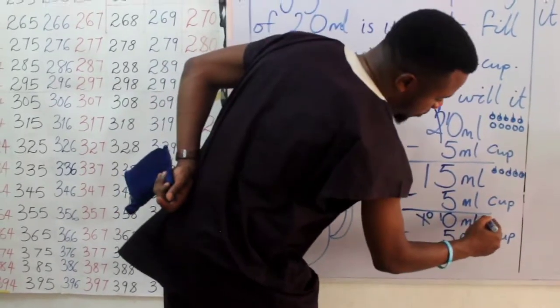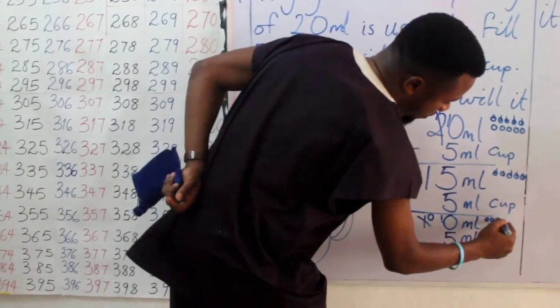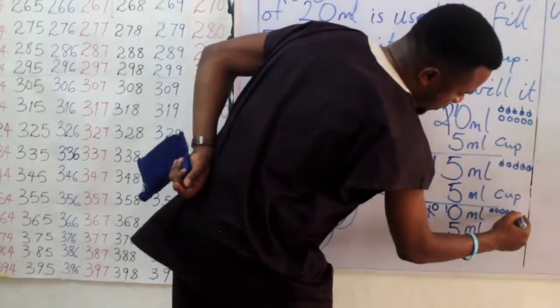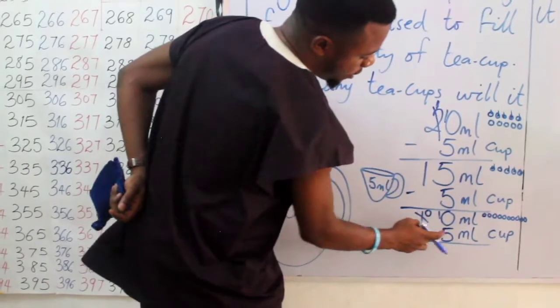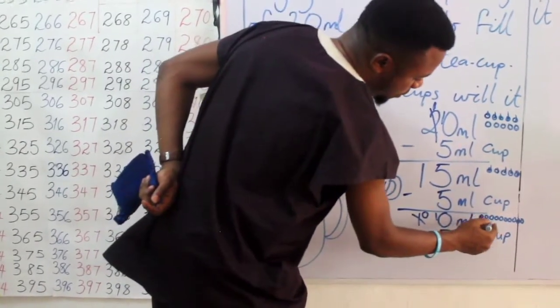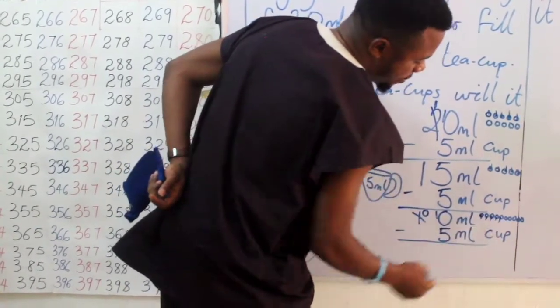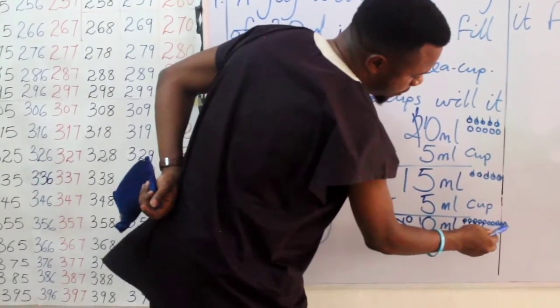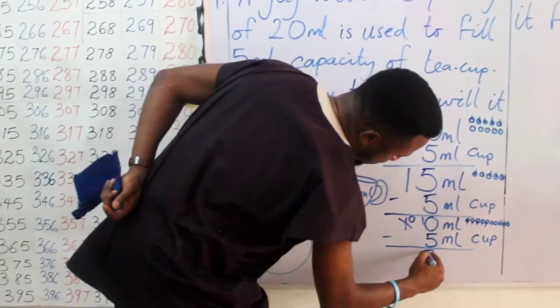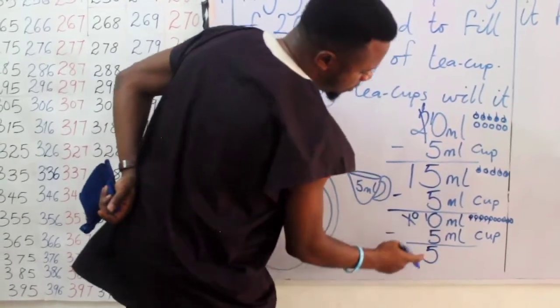You count 10. 1, 2, 3, 4, 5, 6, 7, 8, 9, 10. And let's count out 5. 1, 2, 3, 4, 5. What do you have left? 1, 2, 3, 4, 5. We have 5 left. This is 0, so it means not.